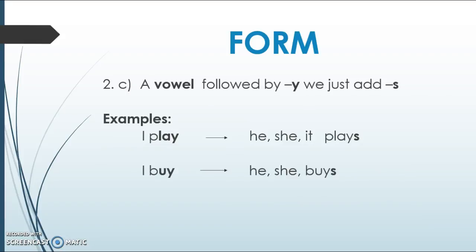C. A vowel followed by y, we just add s. Examples: I play, he, she, and it plays. I buy, with he, she, and it, say buys.